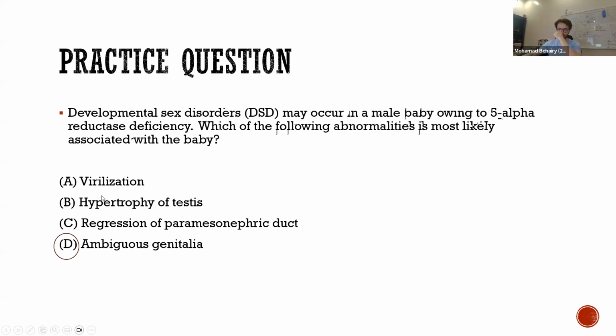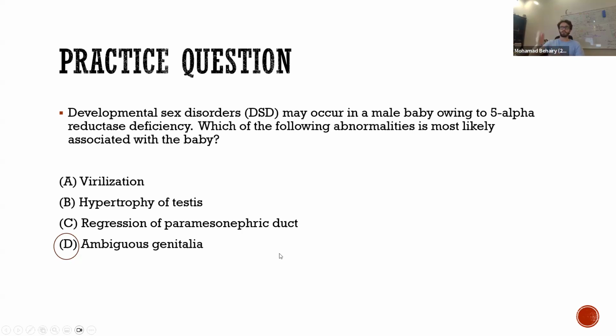Let's go through the other options first. Virilization has nothing to do with this. Virilization means we have a woman with male sexual characteristics, and dihydrotestosterone would promote this, so it's the opposite. Hypertrophy of testes: on the contrary, why would a decrease in 5-alpha reductase, and therefore a decrease in dihydrotestosterone, cause a hypertrophy of the testes? If we don't have enough dihydrotestosterone, it would be safe to assume that the opposite might occur. Regression of the paramesonephric duct is something embryological, so it's not related to this enzyme. Ambiguous genitalia is the correct answer.